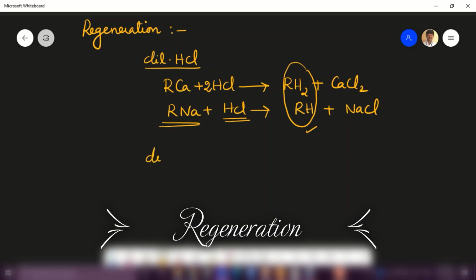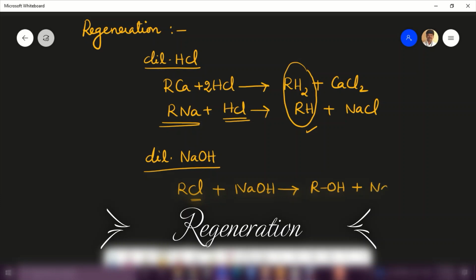Now to regenerate the anion exchange resin, we are going to use a low concentration of NaOH, or dilute NaOH, where the resins that exchanged the anions are regenerated readily to form active anion exchange resin. Fine? Yes. So the cation exchange resin is regenerated here and the anion exchange resin is regenerated here. Now the resin is ready for usage.